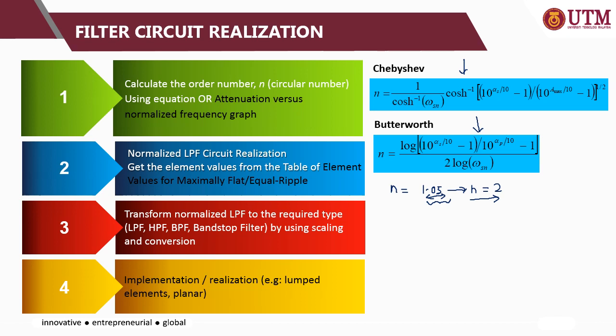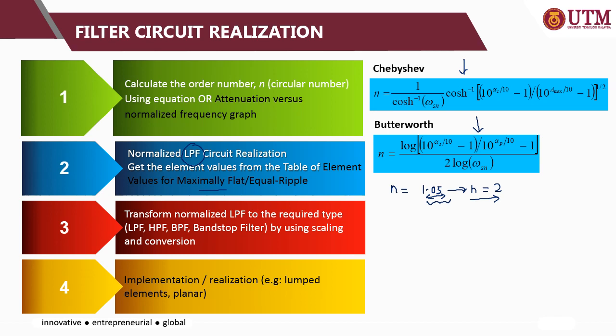Next, after you get the filter order number, you need to normalize. You need to design a normalized circuit low pass filter. Okay, low pass filter circuit, it is in normalized values, in which you need to refer to a table representing how many elements or components you need to consider in order to get the circuit, normalized circuit for a low pass filter design. Okay, depending on whether it is equiripple, Chebyshev, or it is Butterworth maximally flat.